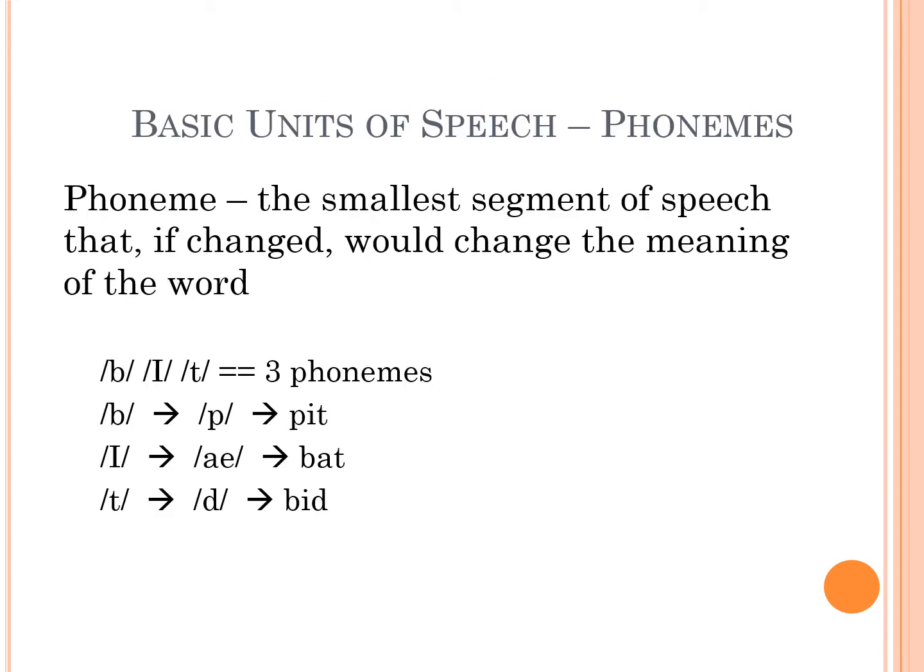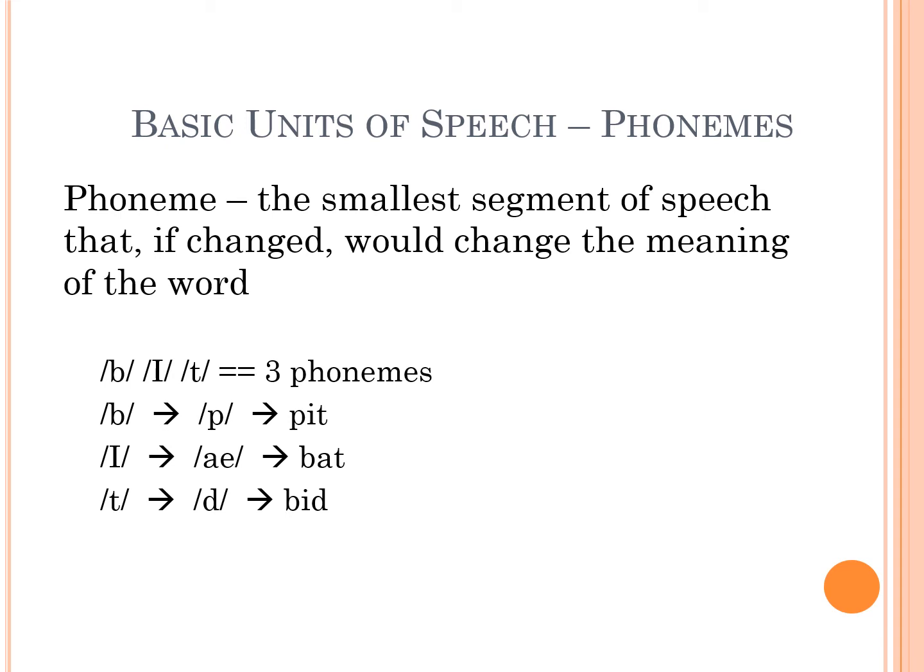I just showed the d as an example of a phoneme and how those forward slashes are denoting that this is a phoneme. A phoneme refers to the smallest segment of speech that, if we changed it, would change the meaning of the word. This is sometimes referred to as being linguistically contrastive. Okay, we're changing the meaning of the word when we change a phoneme.